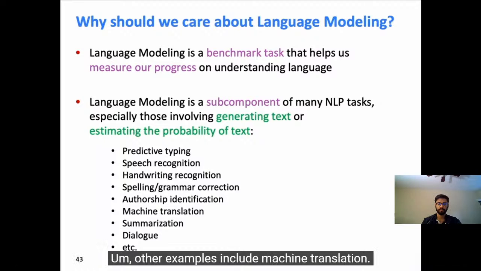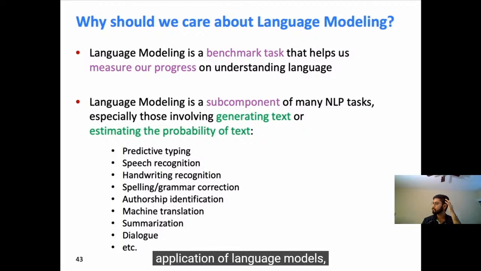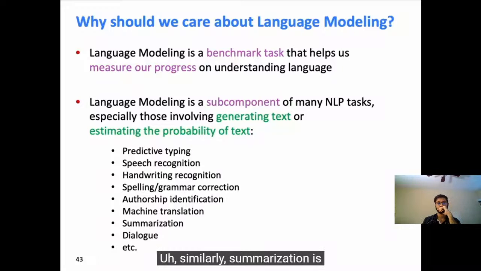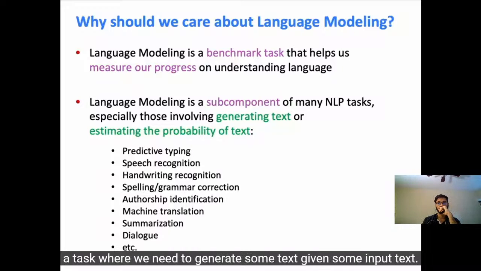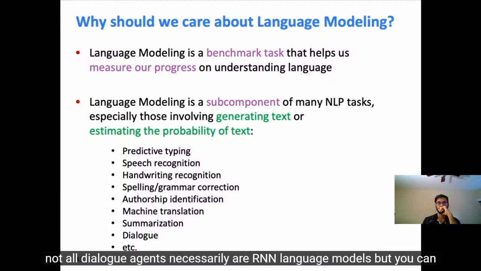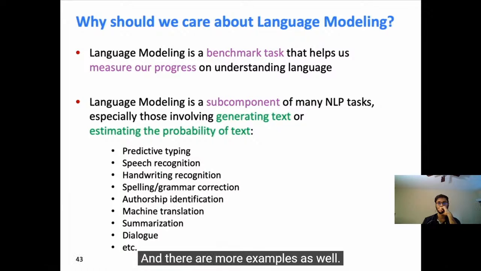Other examples include machine translation. This is a huge application of language models because it's all about generating text. Similarly, summarization is a task where you need to generate some text given some input text. Dialogue as well. Not all dialogue agents necessarily are RNN language models, but you can build a dialogue agent that generates the text using an RNN language model. And there are more examples as well. Any questions on this?